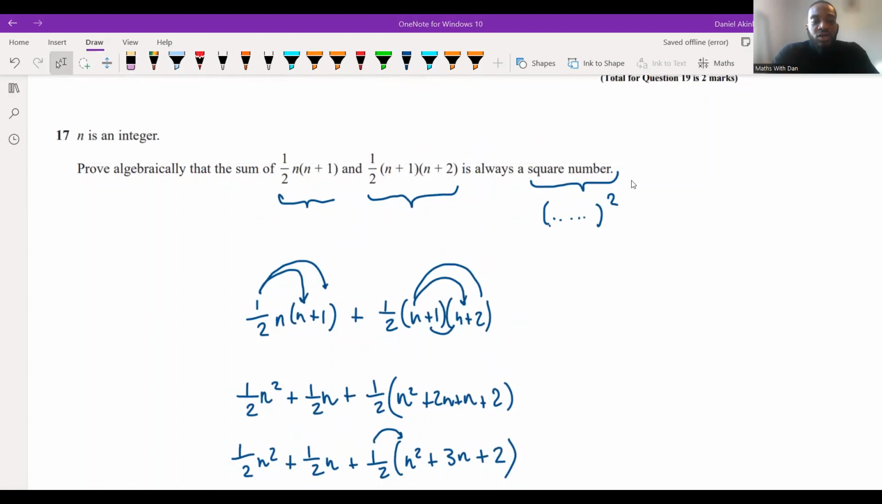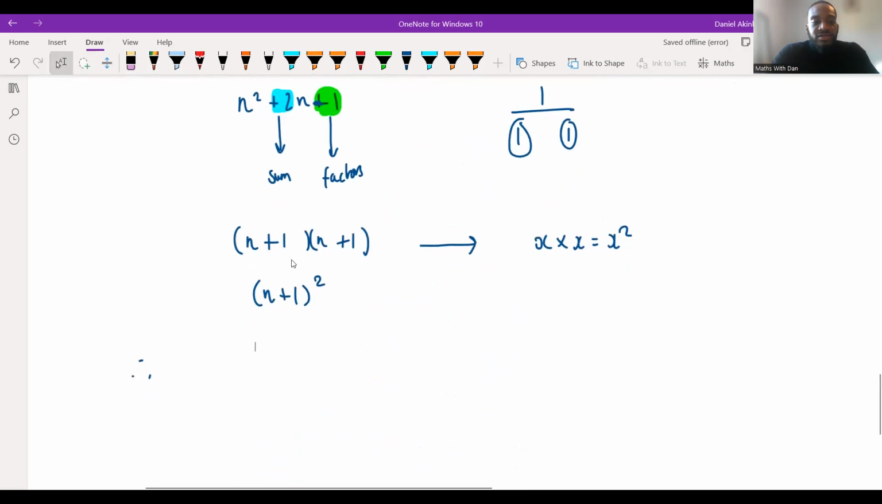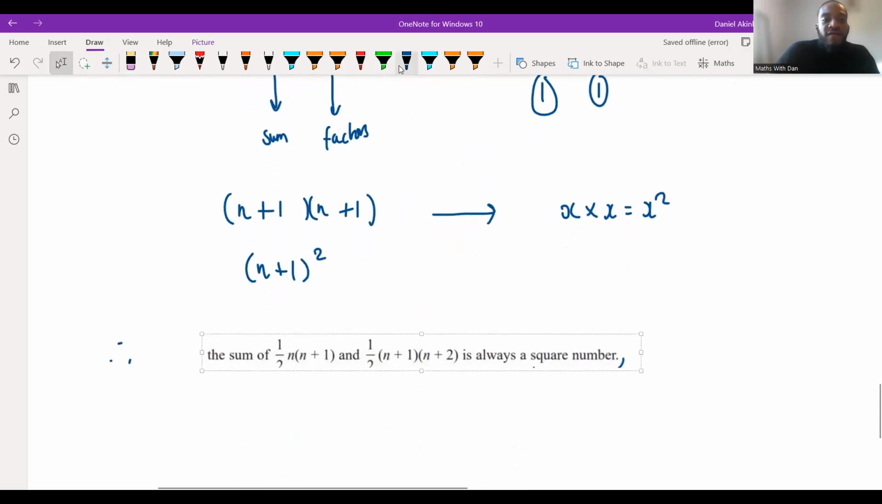This here. And all you're going to do here is say, therefore, the sum of 1/2 n(n+1) and 1/2 (n+1)(n+2) is always a square number.